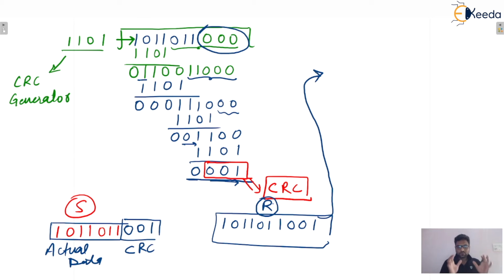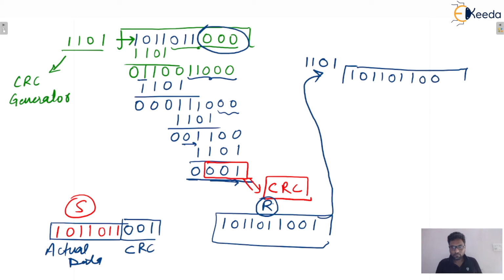Now, the receiver will also do some calculation. Whatever data the sender wants to transmit, if that data is received as it is, that means there is no error. So how will a receiver conclude that there is no error? The receiver will also do the calculation in the same manner, because I already told you the CRC generator is known to both sender and receiver. CRC generator is 1101 and this is the received code word.